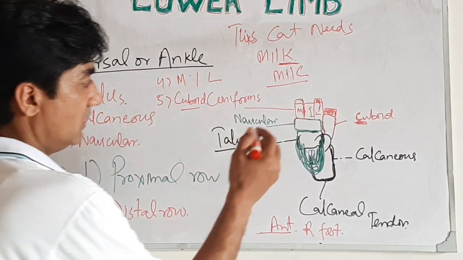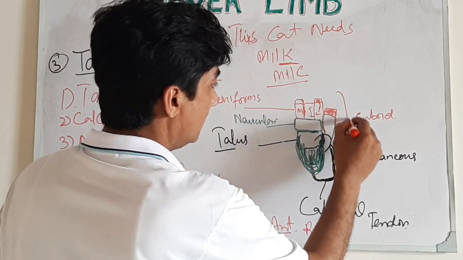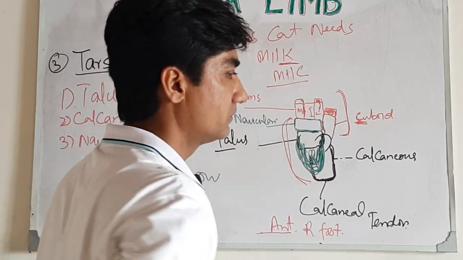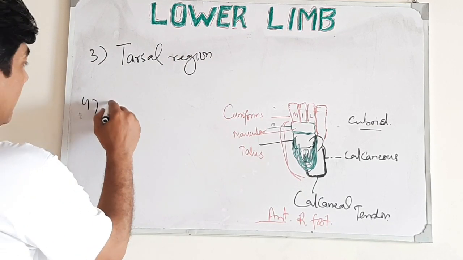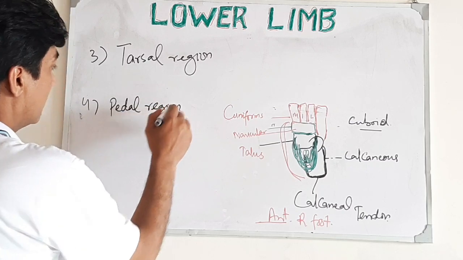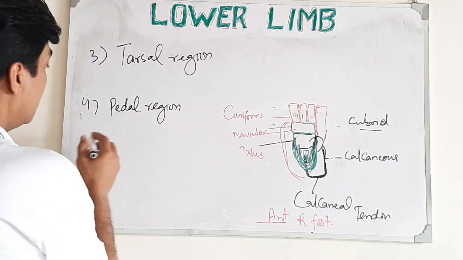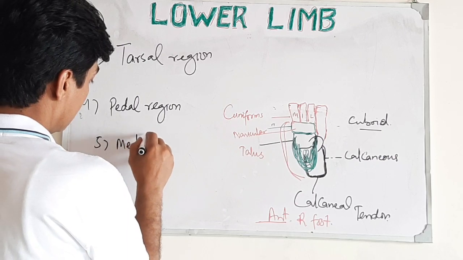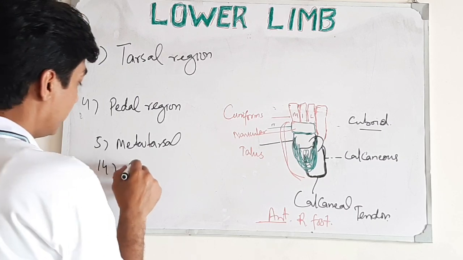These arrangements are the distal arrangement, and these are the proximal arrangement. The fourth region of the lower limb is the pedal or foot region. Although the tarsal region is considered a part of the pedal region, the pedal region consists of 5 metatarsals and 14 phalanges.